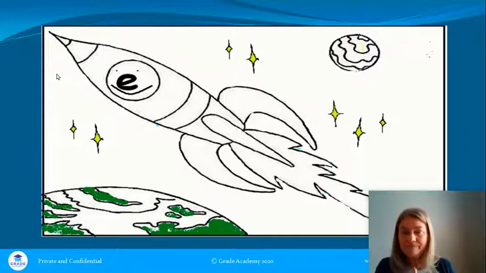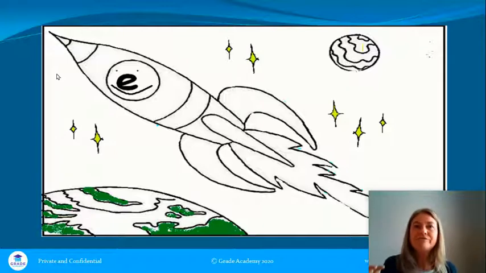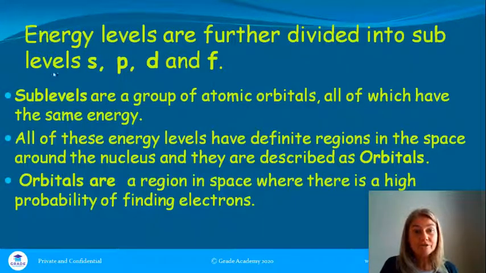So a roadway is a region in space where the probability of finding a car is high. A field is a region on the planet where the probability of finding a car is low. So basically, an orbital is a boundary, an area within which there's a likelihood of finding an electron. And that definition is really important, so I'm going to go back to it. Orbitals are regions in space where the probability of finding an electron is high.